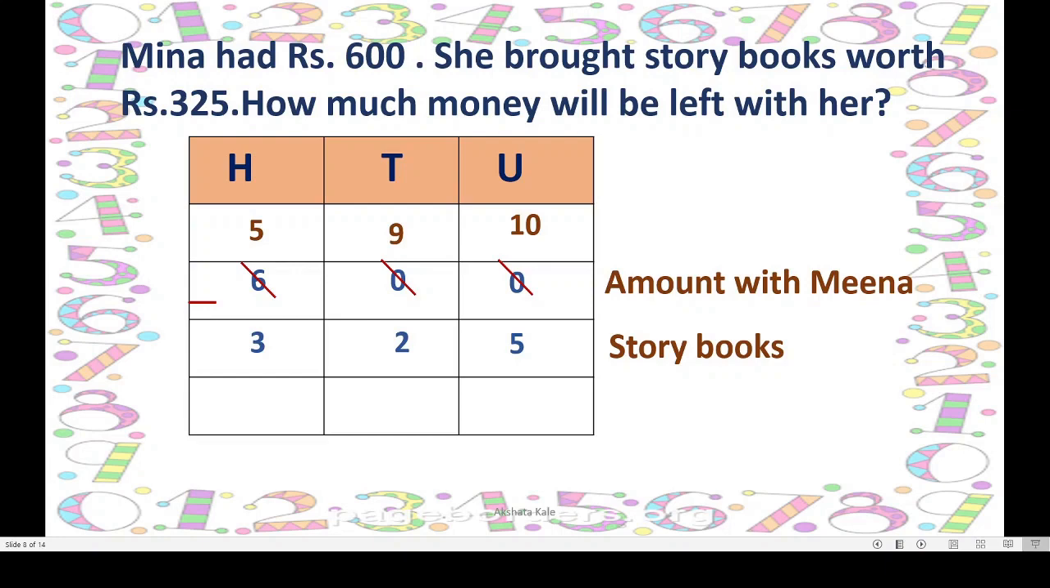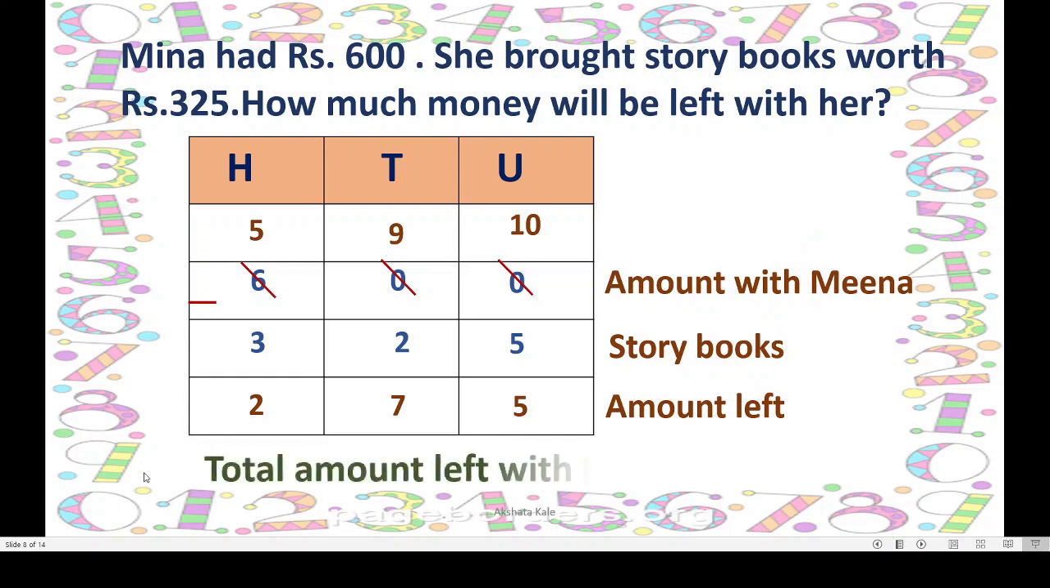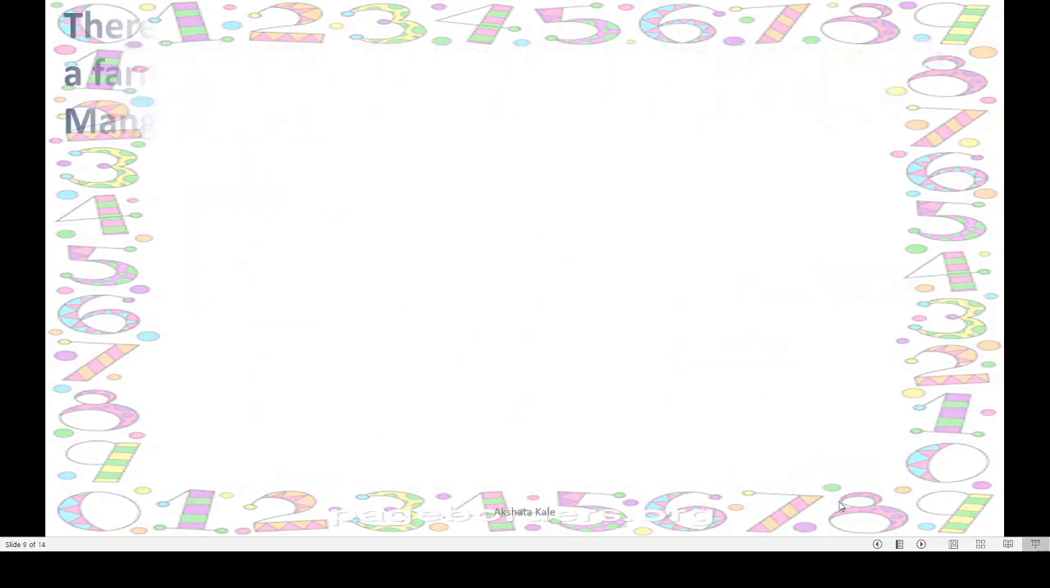Okay. Now we will start our subtraction. It is easy now. So 10 minus 5 is equal to 5. 9 minus 2 is equal to 7. 5 minus 3 is equal to 2. Isn't it? Means now Meena has 275 rupees left. Got this? Now answer we will write like this. Total amount left with Meena was rupees 275. Okay?